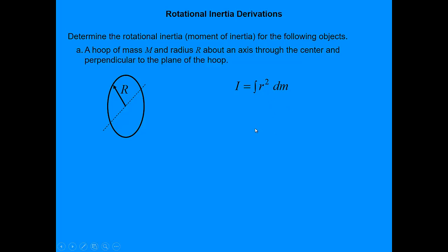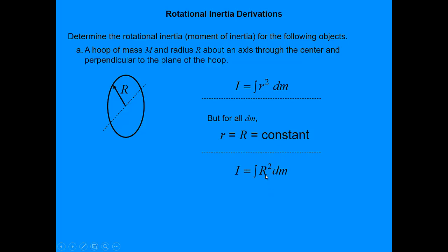Well, note here something, though, about all of those little mass increments. How far away is a mass increment right here from the axis of rotation? R. How about one over here? R. How about one over here? R. Yeah, a hoop, which by definition is basically a circle, right? All of the mass increments are the same distance away from the axis of rotation. So for r dm, little r is capital R is a constant.